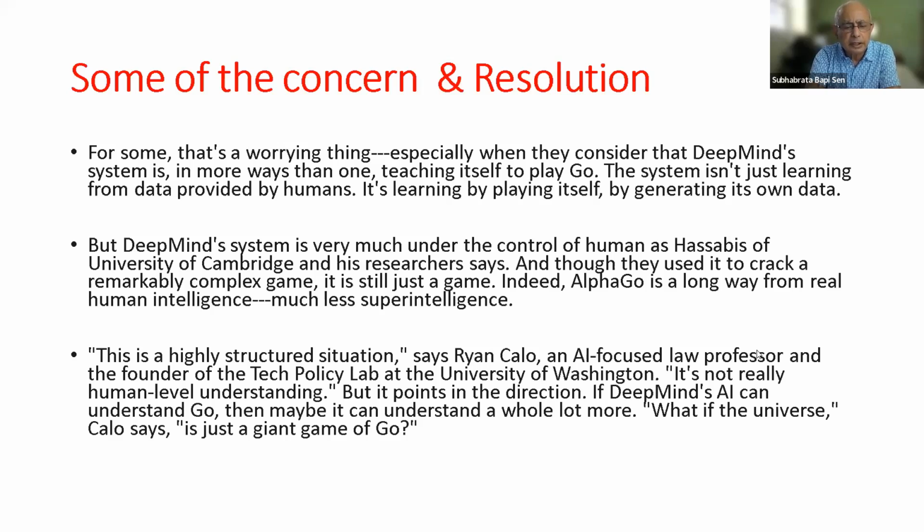This is a highly structured situation, says Ryan Calo, AI-focused law professor and founder of the Tech Policy Lab at the University of Washington. It's not really human-level understanding, but it points in the direction. If DeepMind AI can understand Go, then maybe we can understand a whole lot more. What Calo says is the real world is just a giant game of Go. It's a game that can be solved, but in real life situations, it cannot do it.